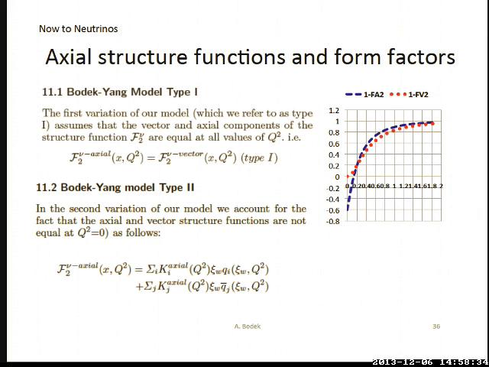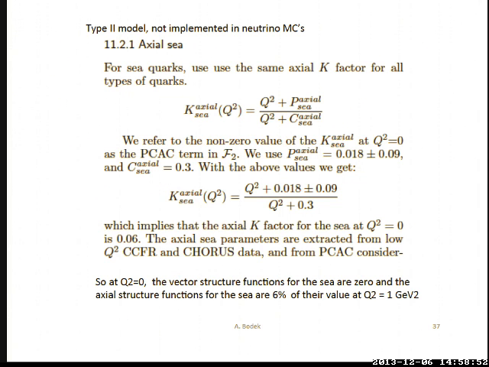For type 2, we say, well, let's be more ambitious. Let's work on the axial coupling and see what we can do. So let's have the K factor for F2 different for axial and vector. So you say, well, how do we do that? So this is a type 2 model. It's not implemented in neutrino Monte Carlos. People all use type 1, vector is equal to axial, because we did that later. But now you have to bring more concepts into the picture, like PCAC.